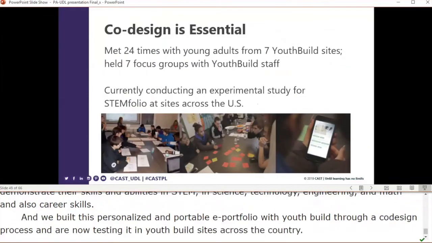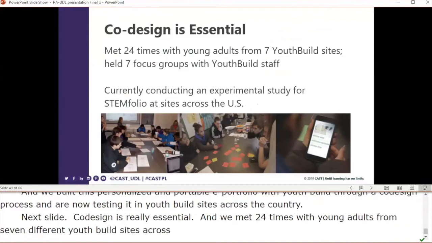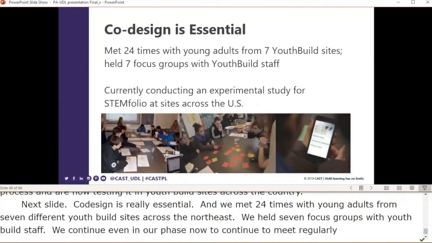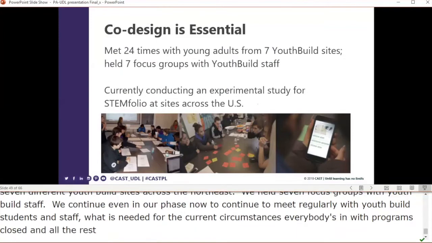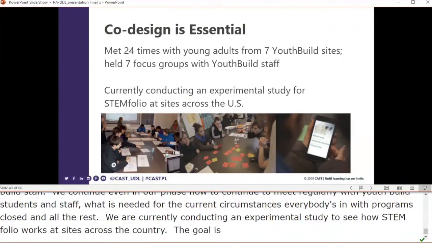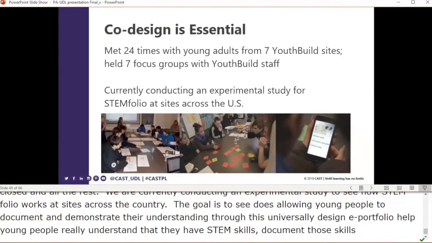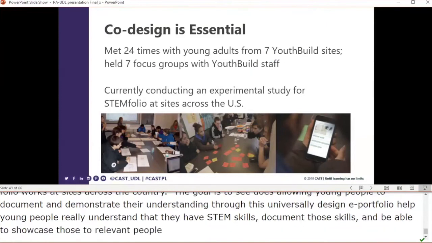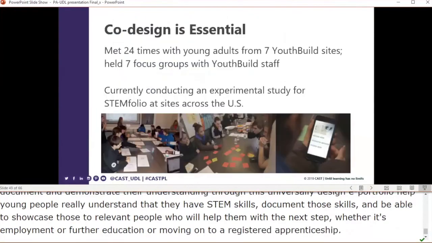So co-design is really essential, and we met 24 times with young adults from 7 different YouthBuild sites across the Northeast. We held 7 focus groups with YouthBuild staff. Even in our current phase, we continue to meet regularly with YouthBuild young people and staff, thinking about what adaptations are needed for the current circumstances everybody's in, with programs closed and all the rest. And we are currently conducting an experimental study to see how STEMfolio works at sites across the country. The goal is to see whether allowing young people to document and demonstrate their understanding through this universally designed e-portfolio helps them understand that they have STEM skills, document those skills, and showcase them to relevant people, and helps them with the next step, whether it's employment or further education or moving on to a registered apprenticeship. Next slide. And sorry, I'll go back a little bit just to show the co-design process.